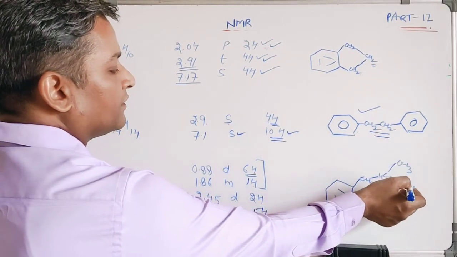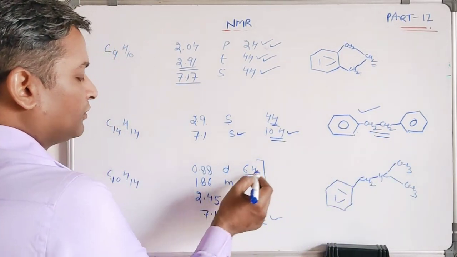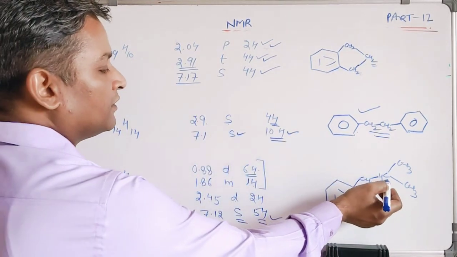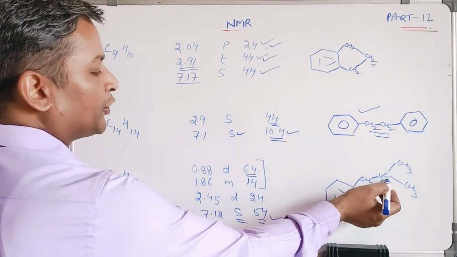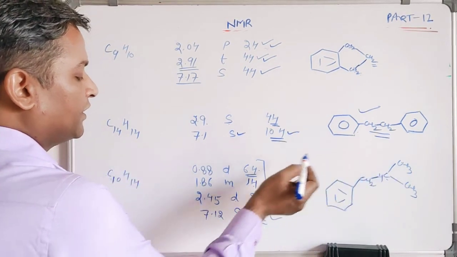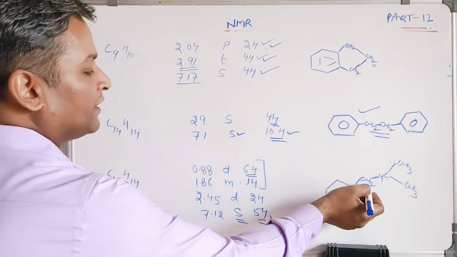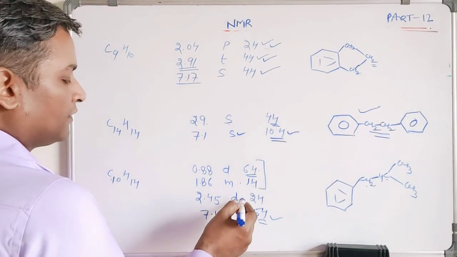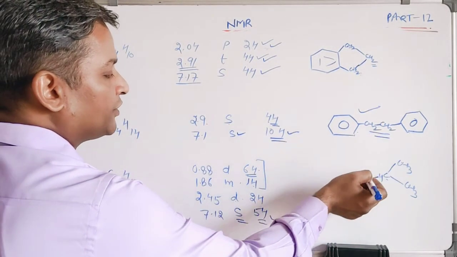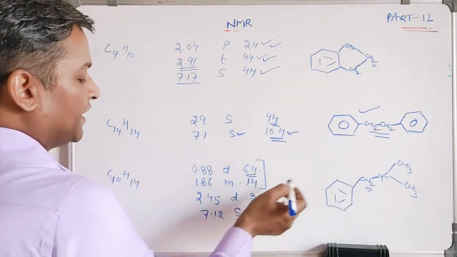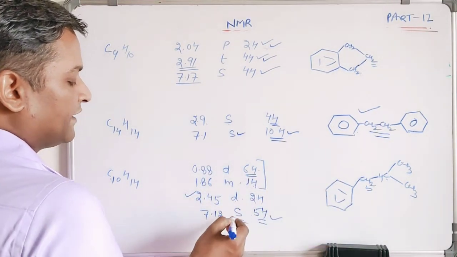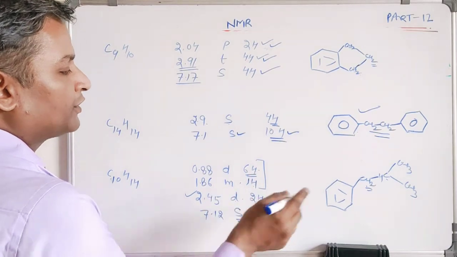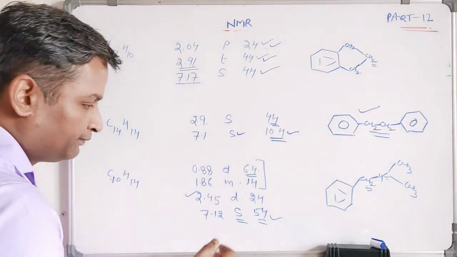So if I write it CH2 and join them, in that case the complete structure will be satisfied. It will show us doublet for 6 protons. Then we have this multiplet for 1 proton, because it is showing coupling with this CH2 and CH3. We have doublet for 2 protons. Out of these 3, it should have the highest value, as you can see here. And singlet for 5 protons indicates aromatic system with mono substitution. So this is the structure of the compound.